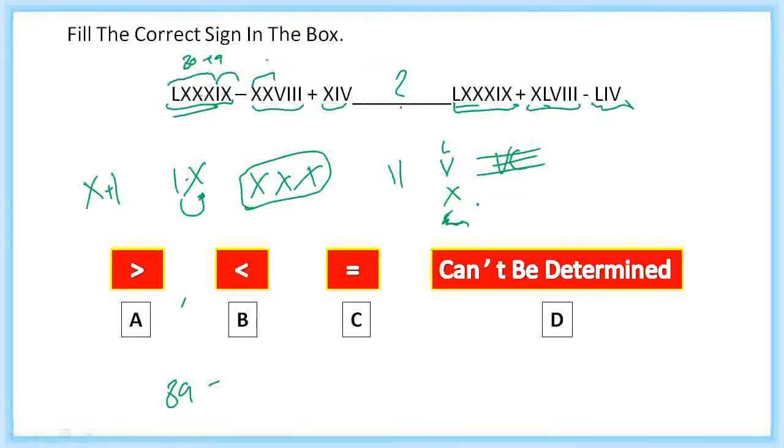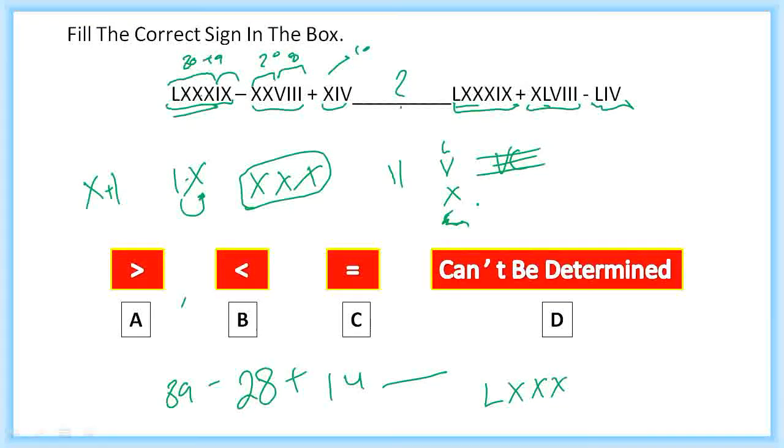XX equals 20, VIII is 8, so we get 28. Now plus XIV, that will become 10, X is 10 and IV is 4, so I will get 14. And LXXX, so what's LXXX?